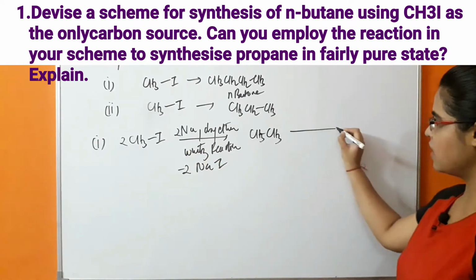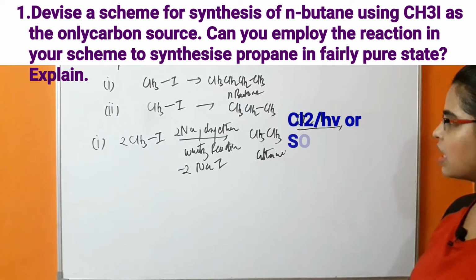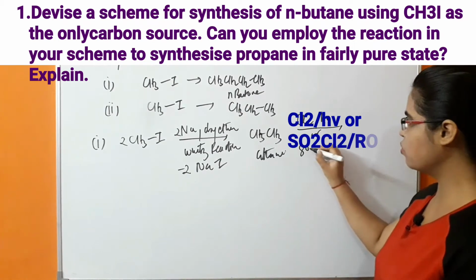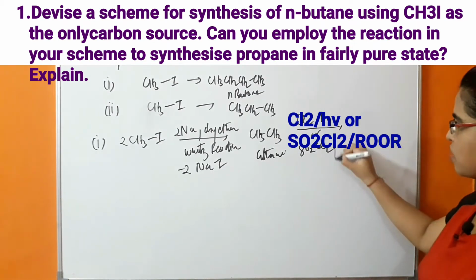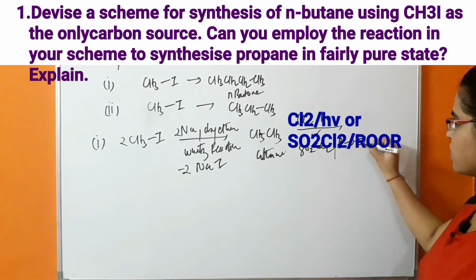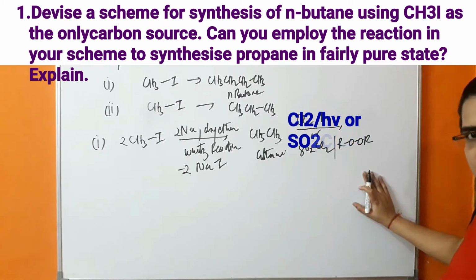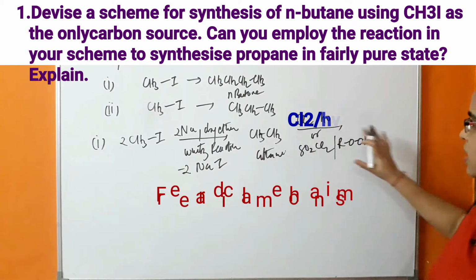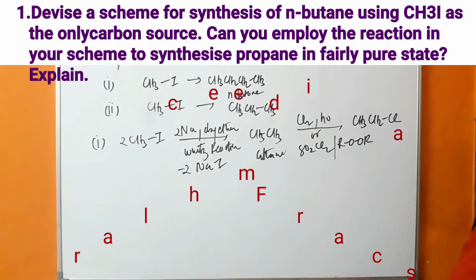So what is happening in the next step? This ethane will react with chlorine in the presence of sunlight, or we can also use sulfuryl chloride in the presence of peroxide. This reaction takes place by the free radical mechanism. So there will be formation of CH3CH2Cl.